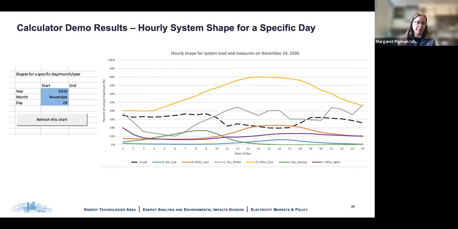Another one of the graphical outputs is the hourly system shape for a specific day with a comparison against the measure shapes, so that you can quickly check visually which measure shapes align or don't align with the system shape, just to get an intuitive understanding of how the hourly shapes relate to each other. Next slide, please.